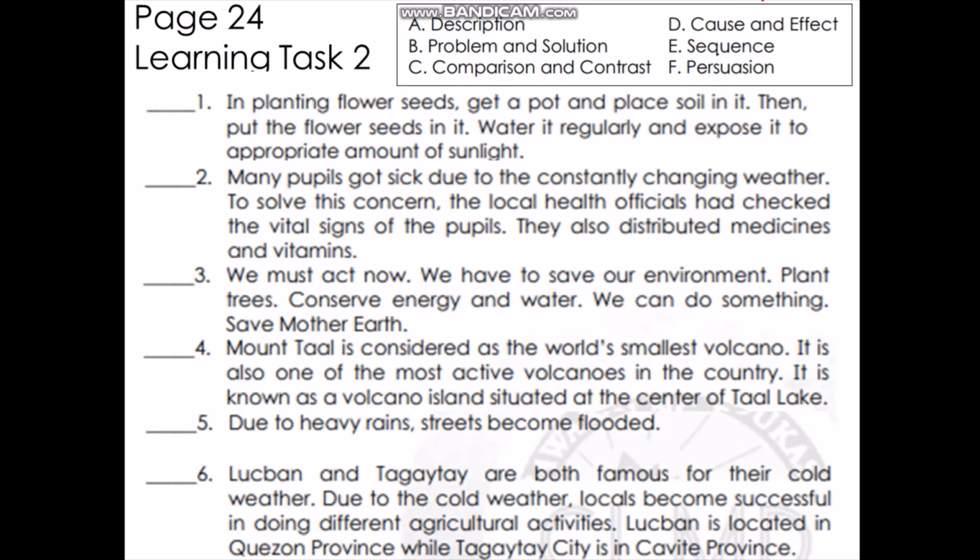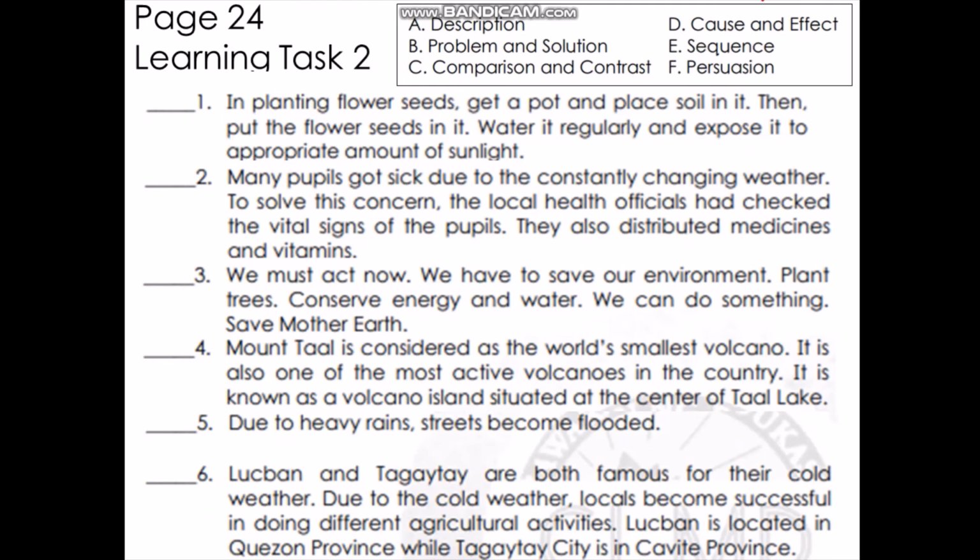So, I have here 6 examples of informational text. Now, you are going to identify what kind of informational text they are. Okay? So, we have A, B, C, D, E, or F. You base your answer on the sentences that I'm going to read.